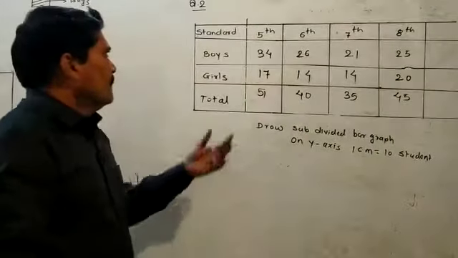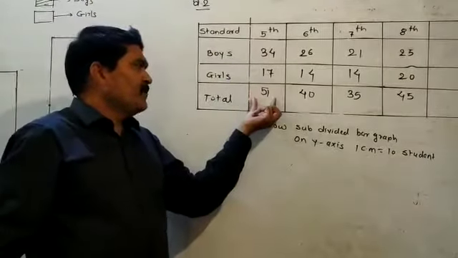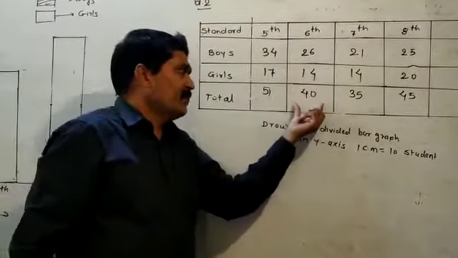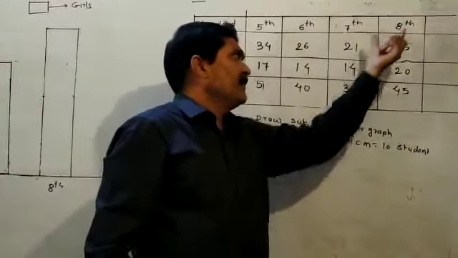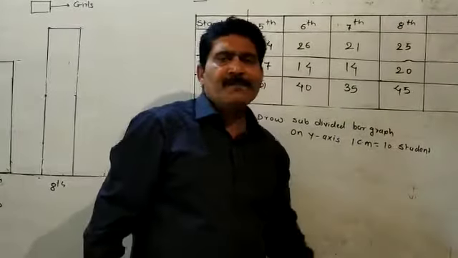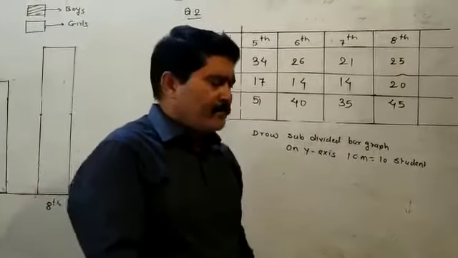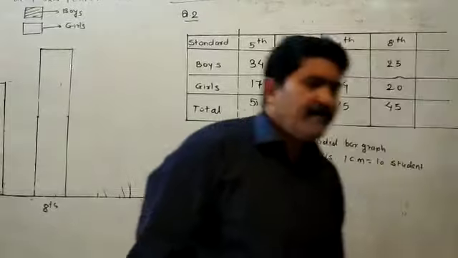Means in the 5th standard, the total number of students is 51. In the 6th standard, the total number of students is 40. In the 7th standard, the total number of students is 35. In the 8th standard, the total number of students is 45. According to that, we have to draw the subdivided bar graph.